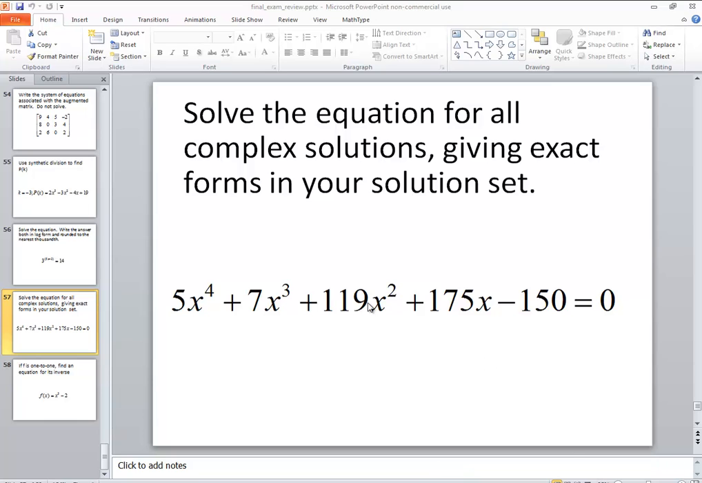Take a look at this problem. We've got 5x to the fourth plus 7x to the third plus 119x squared plus 175x minus 150 equals 0. And I want to solve the equation for all the complex solutions, giving exact forms in your solution sets.